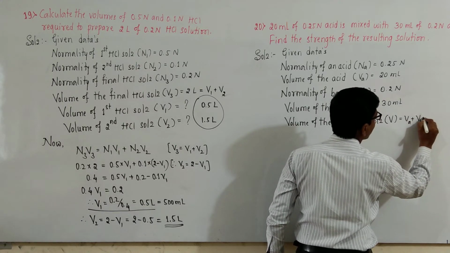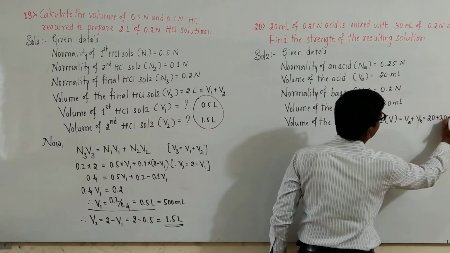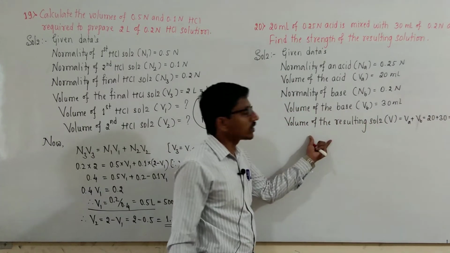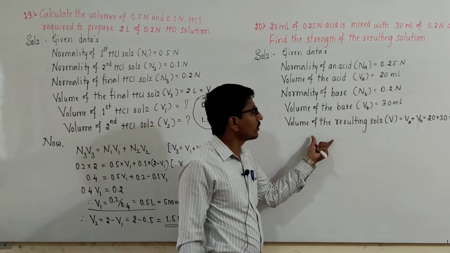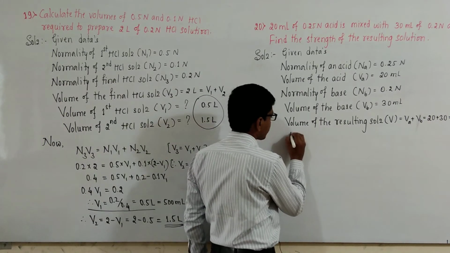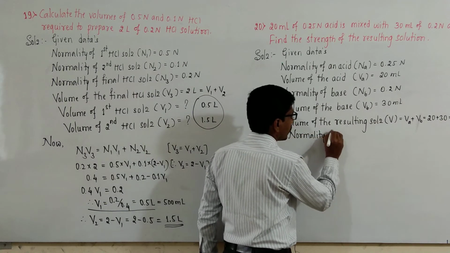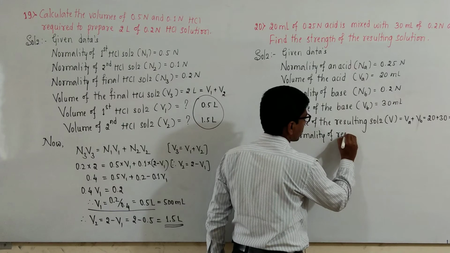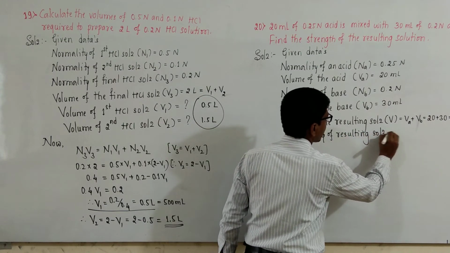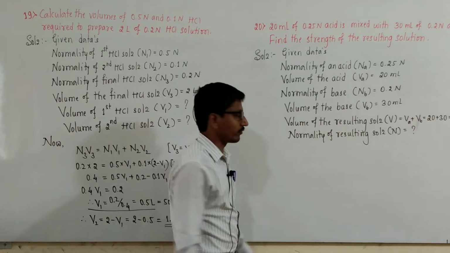Va plus Vb is equal to 20 plus 30, that is 50 ml. 50 ml is the total volume. Then we can calculate the strength or normality of the resulting solution. Normality of the resulting solution, which we simply call N, is to be calculated.